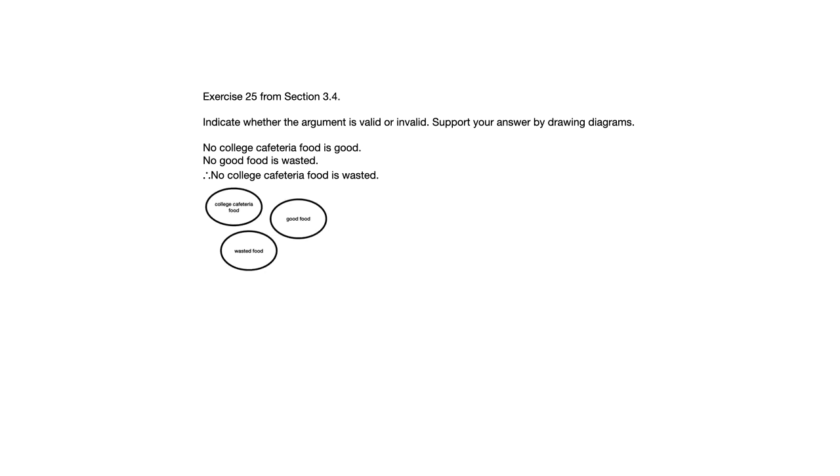Okay. So diagrams can be really helpful for this type of argument to determine validity, but just keep in mind how to do that. It's not just about coming up with whatever diagram comes to mind.